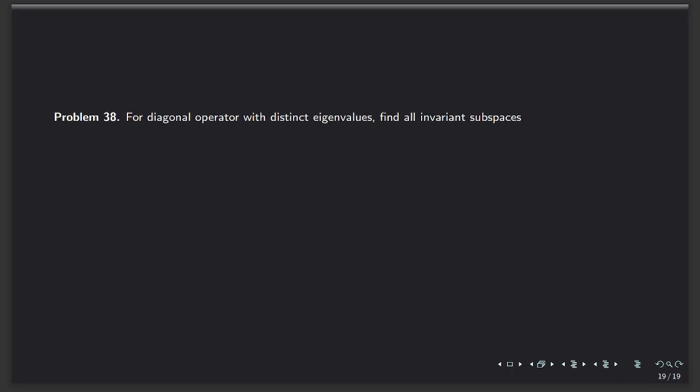Problem 38 asks for all invariant subspaces of a diagonal operator with distinct eigenvalues. At first this might seem like a challenging problem, which it is, but because it's asking you to abstract and generalize this, it's a level of thinking that I really like from these problems.